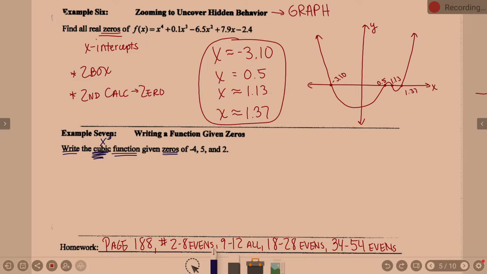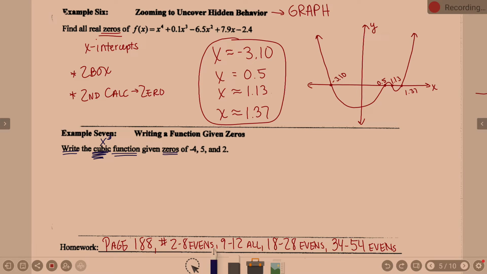So you can have 3 different sets of parentheses: x plus 4, x minus 5, x minus 2. And then you can work that out if you really want to. Okay, let's back up to the beginning here, because I've got some people giving me looks of, what is he talking about?